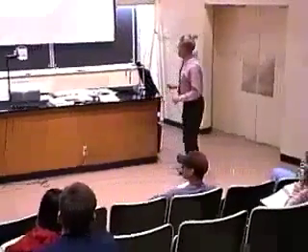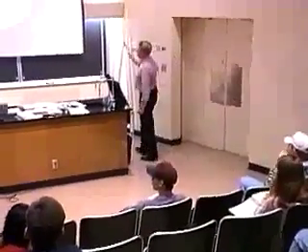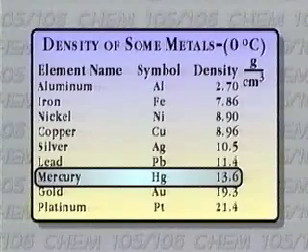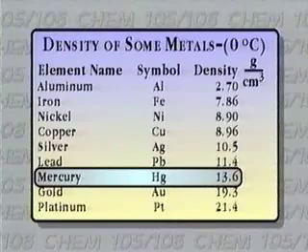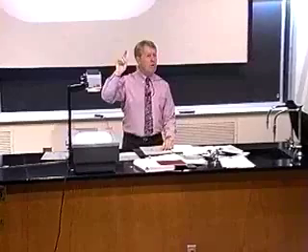All right, mercury, 13.6. So it's a fairly dense material, and remember the thing that we mentioned in our first lecture was that mercury is the only metal that exists as a liquid at room temperature. So it's a very dense liquid.